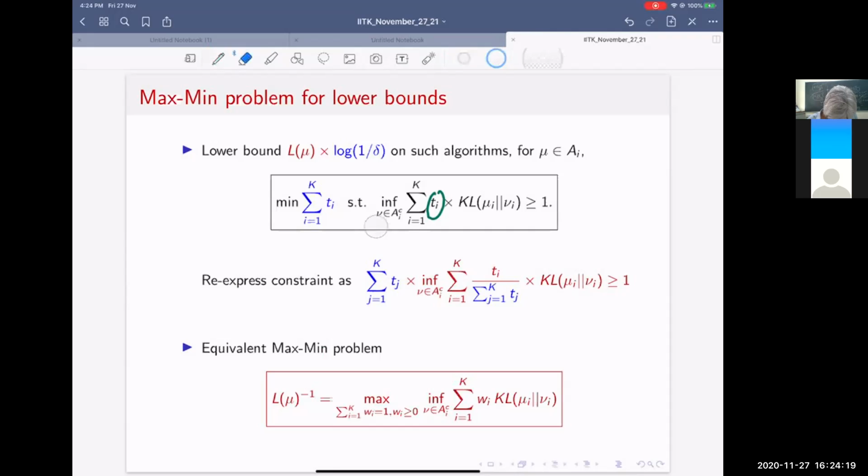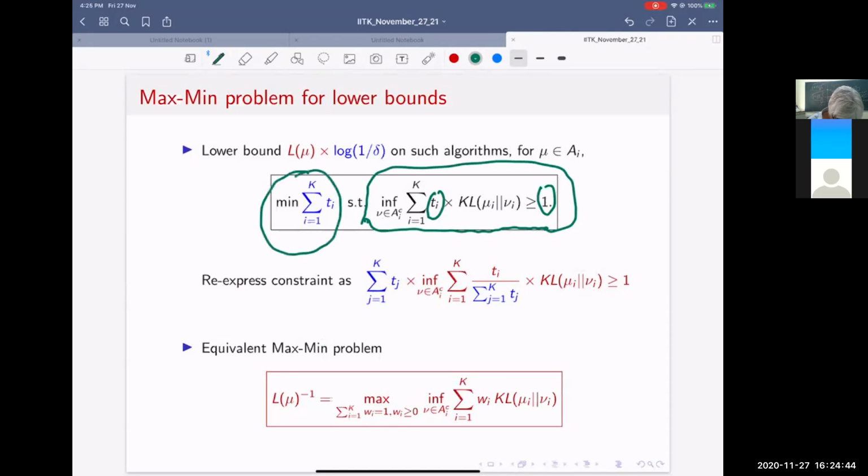This needs to be true for every nu in the alternative complement of i. I'm just keeping 1 here, since log 1 by delta I just normalized away. So this has to be true for every nu. Any questions? So I get lots of inequalities, think of these as infinitely many inequalities. And with these inequalities holding, I want to minimize summation Ti. This gives me a lower bound. The solution to this will be a lower bound to any delta correct algorithm's effort.